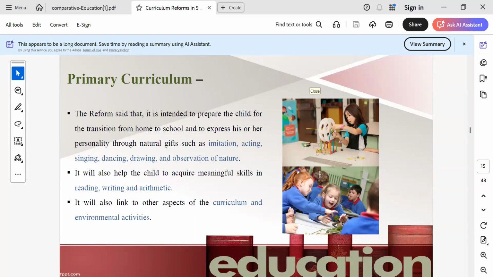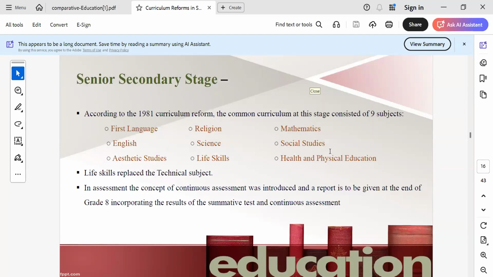So even there are disparities among this early childhood education, right? Early childhood education is mostly private, right? But here, the primary curriculum, they're thinking to give enjoyful learning, right? It will also help the child to acquire meaningful skills, right? And it will also link to the aspects of curriculum and environmental activities.